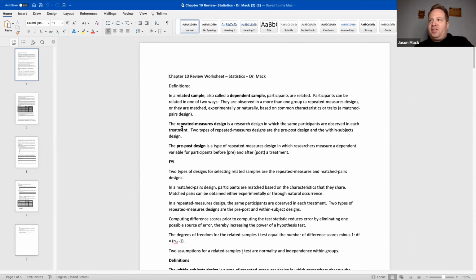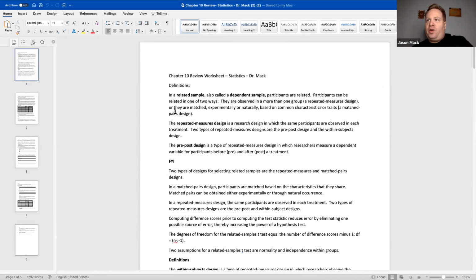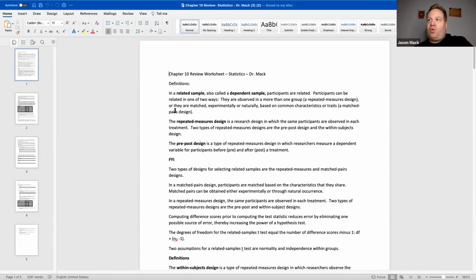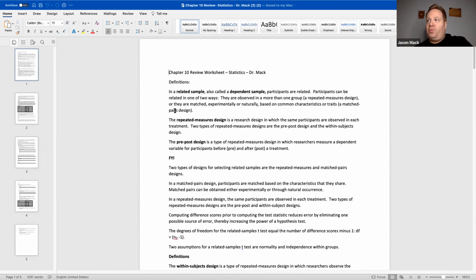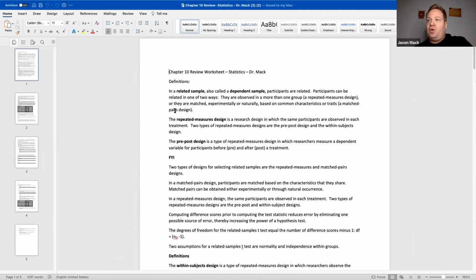First of all, in a related sample, also called the dependent sample, participants are related. Participants can be related in one of two ways. They are observed in more than one group, which is a repeated measures design, or they are matched.